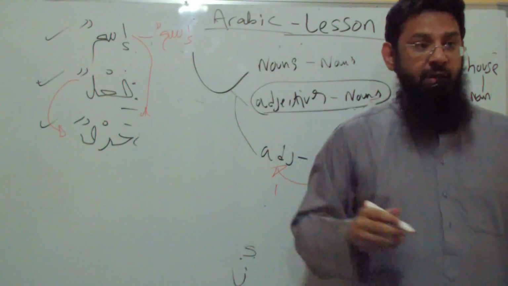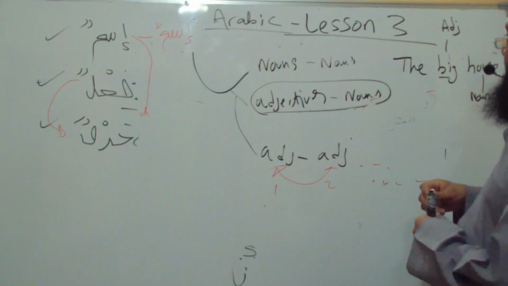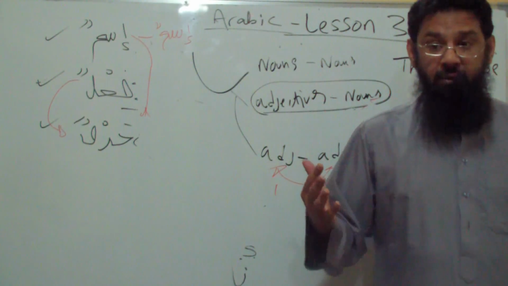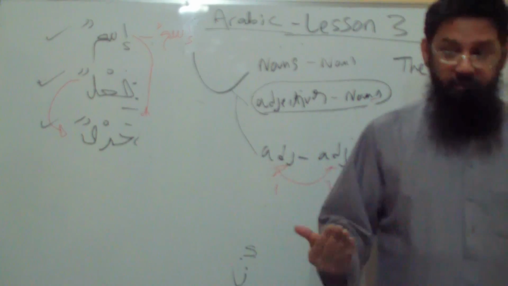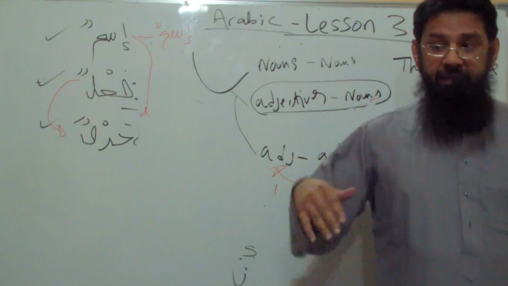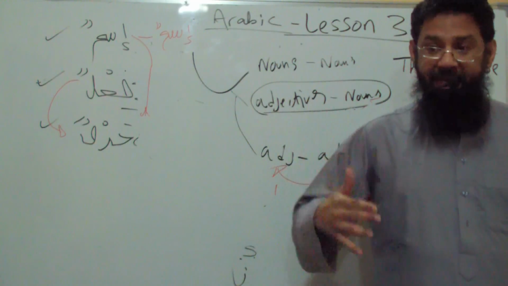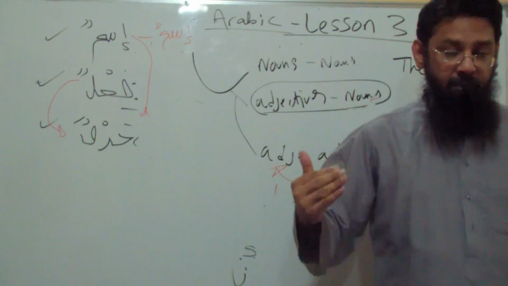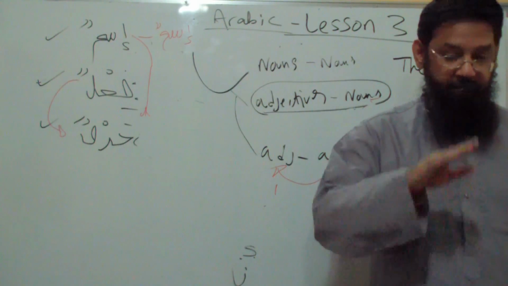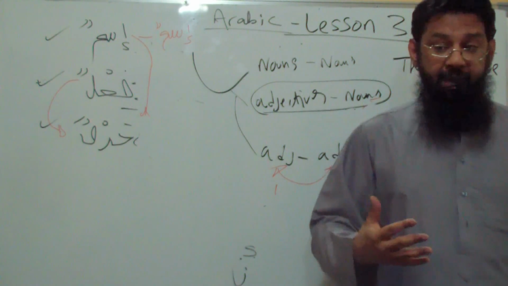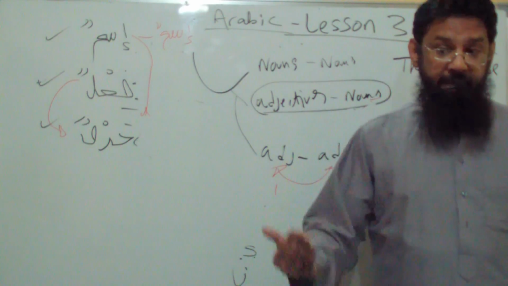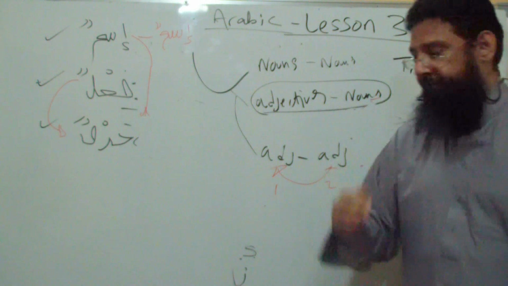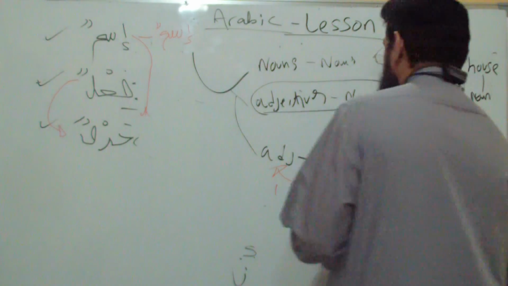So if we say the tall, big house, then we say baytun tawilun kabirun. Tawilun meaning tall, so a tall, big house, baytun tawilun kabirun. So it follows it. Or the tall, big house, al-baytu al-kabiru al-tawilu. So it follows it in every respect. Okay.